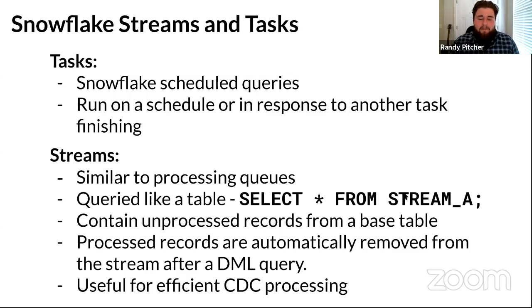But the powerful part is that once you have the stream set up and you process the data, as in you grab data from a stream, select star, it'll only return the new data you haven't processed yet. And if you insert that into a new table, if you do data modification of any kind, as soon as that operation finishes, the queue empties itself. The stream is now empty. So when you go back to grab more data, you only get fresh data every time.